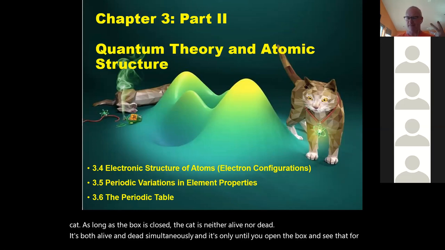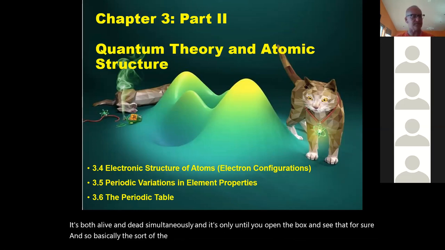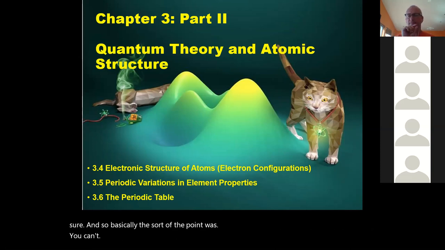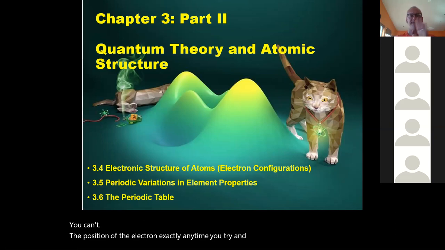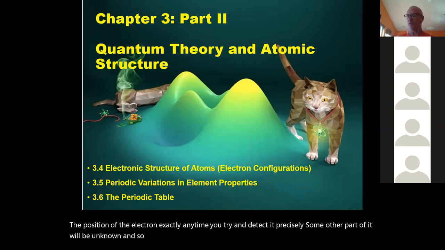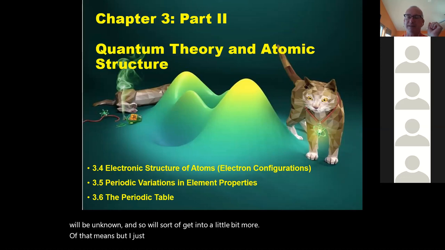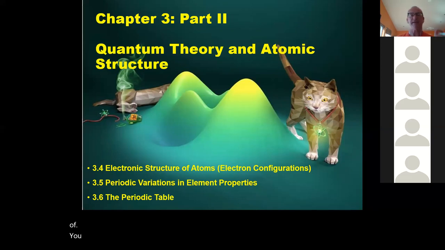And so basically, the point was, you can't determine the position of the electron exactly. Anytime you try and detect it precisely, some other part of it will be unknown. And so we'll get into a little bit more of what that means. But I think it's a cool picture. Now, the kitty looks like it's made out of diamonds or something.